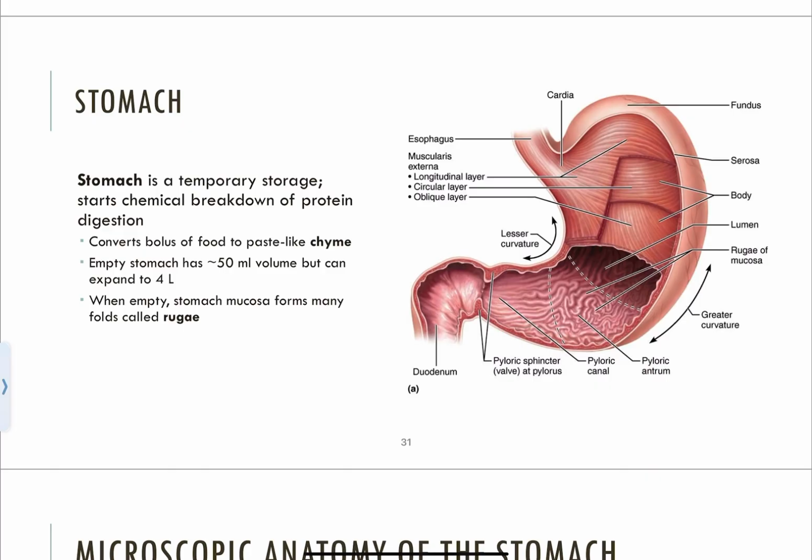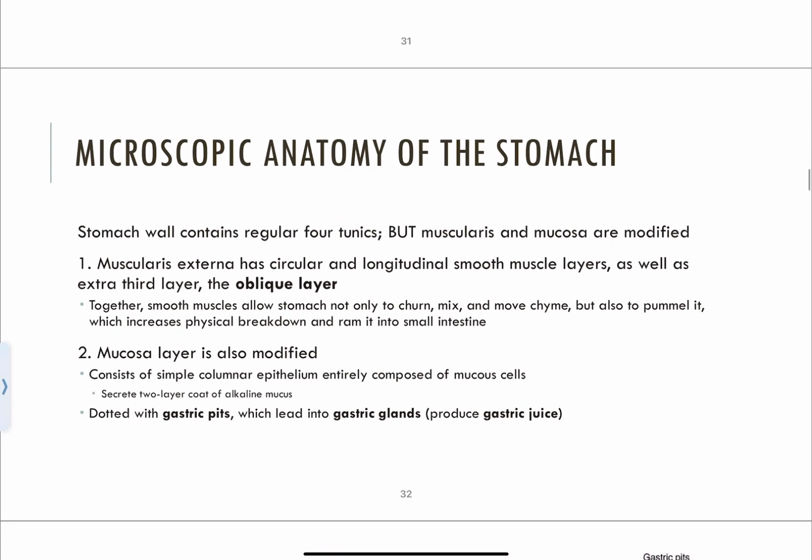If we don't have any food contents, the stomach volume is about 50 milliliters, and we can see ridges in the mucosa of the stomach itself. These ridges are called rugae. Once we start filling our contents, the rugae are going to disappear, and we can actually hold up to about 4 liters, or 1 gallon, of food in our stomach and stretch it to that capacity.